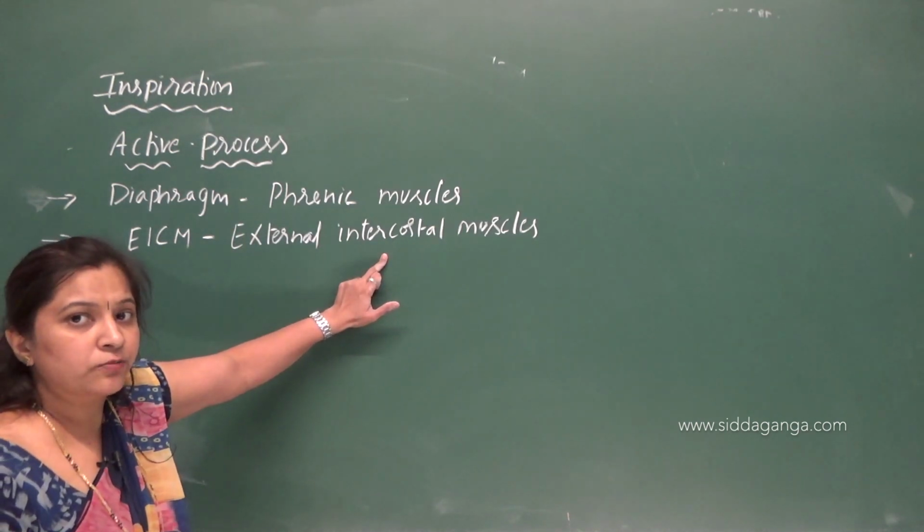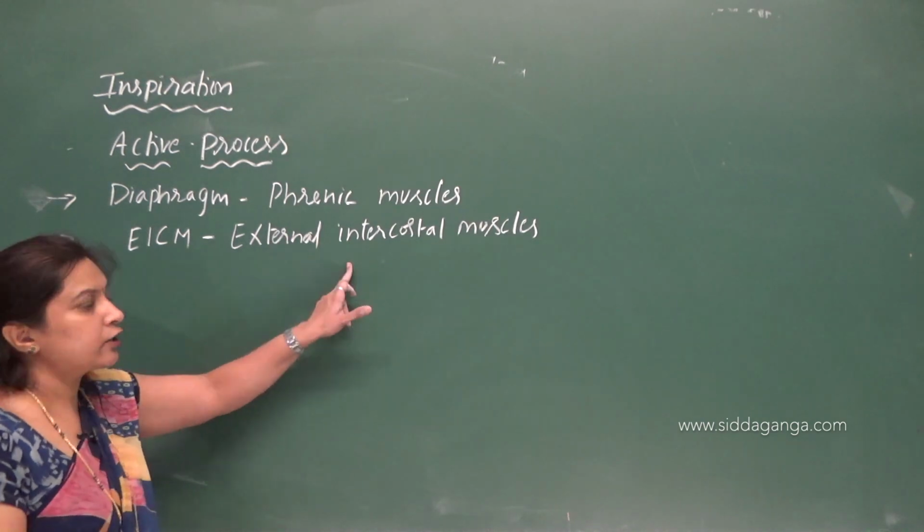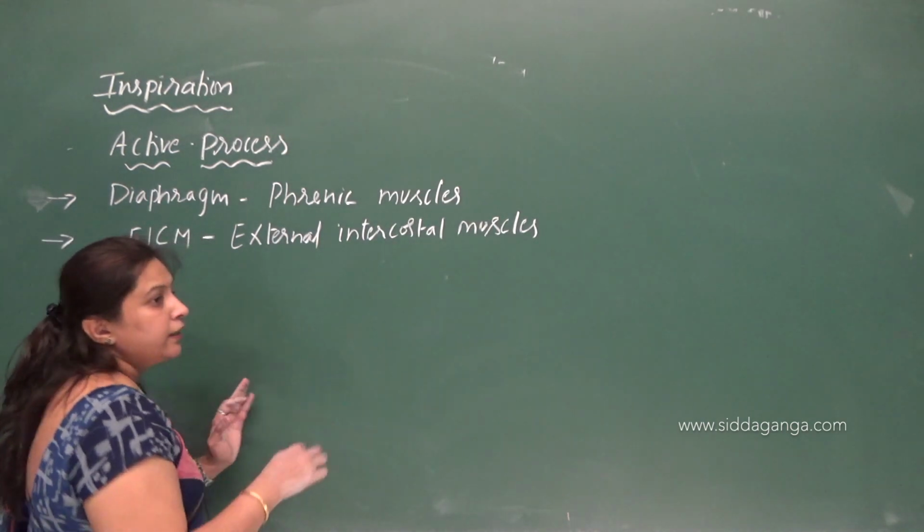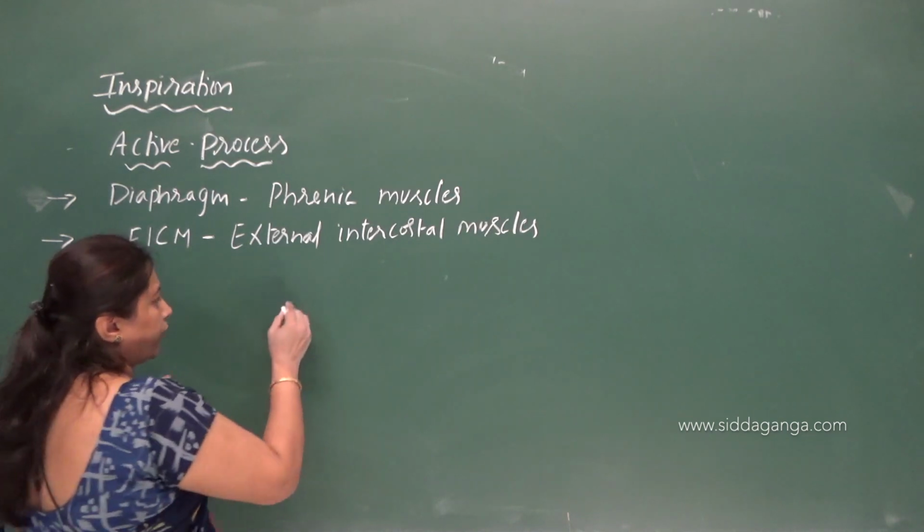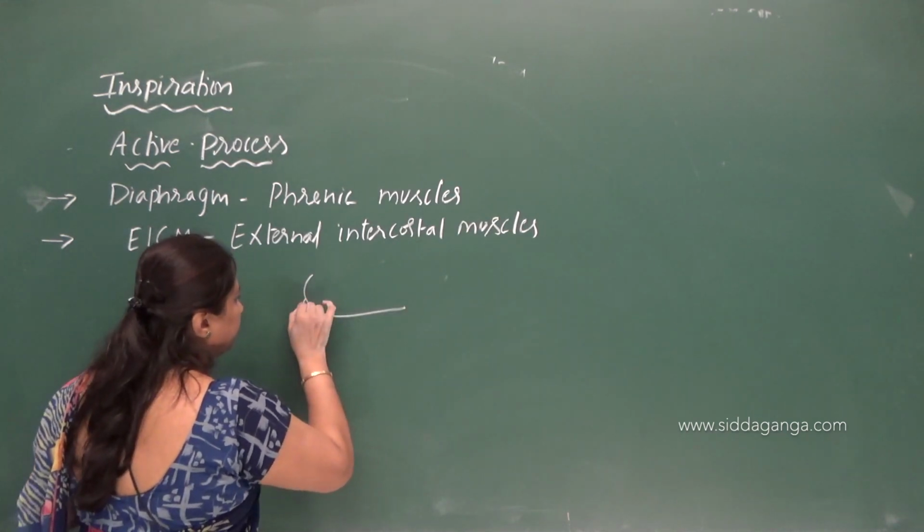Where are these external intercostal muscles present? So, the external intercostal muscles are present in between the ribs. So, there are 12 pairs of ribs present? No.